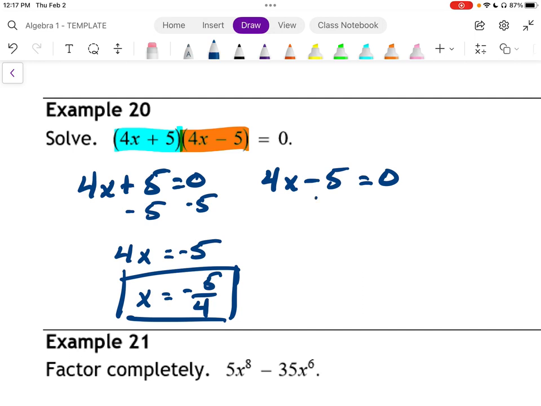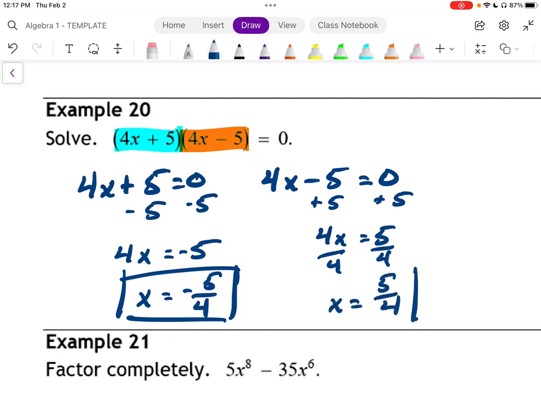On the right, I add the 5 over, and I get 4x equals 5. Dividing by 4, I get x equals 5/4. There we go. Something just patterns that we should see.